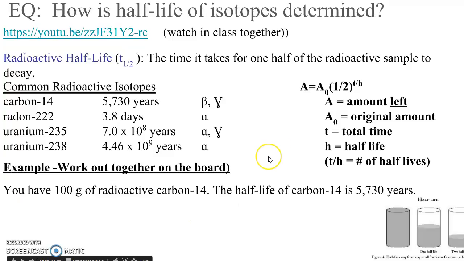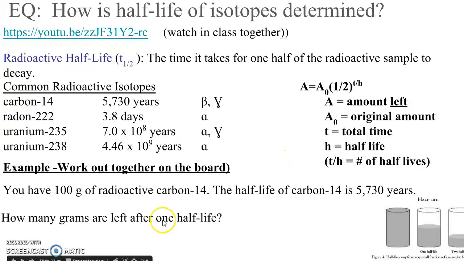You have 100 grams of radioactive carbon-14, and we know the half-life of carbon-14 is 5,730 years. So if I had 100 grams, how long would it take it to get to 50? So how many grams? You could think of it in terms of that. How long would it take it to get to 50 grams? Well, it would have to go through one half-life, which is 5,730 years. Another way to ask that question would be, how many grams are left over after one half-life? So you're actually solving for A here, the amount that's left.